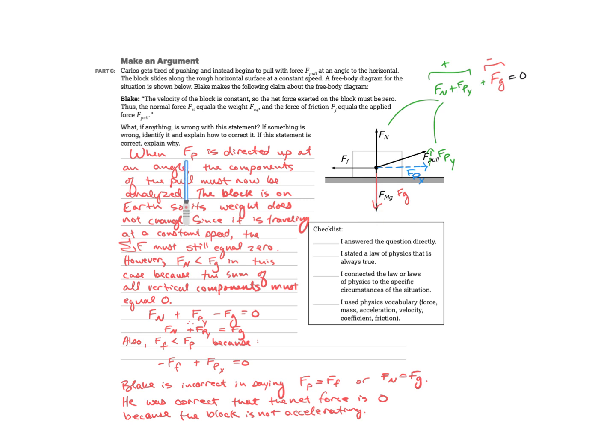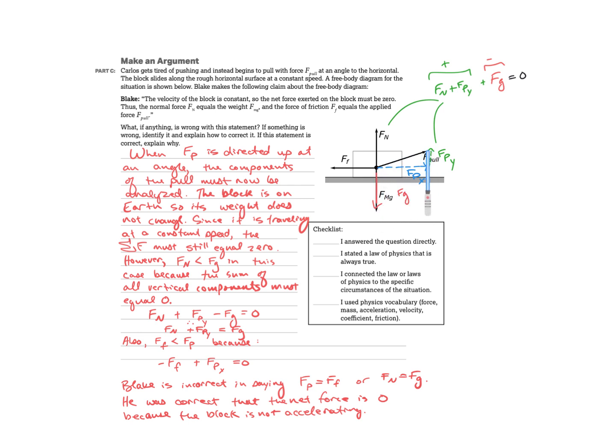So when the pull is directed up at an angle, the components must be analyzed. If the block's on Earth, its weight doesn't change. And we do know it's traveling at a constant speed, so you have to add all these forces together to get to zero. But in this case, because the y dimension has now three forces, you have gravity down, and then you have two separate ones that are up. You have the normal force up, and because this pull was at an angle, you have a little bit of a pull in the y direction.